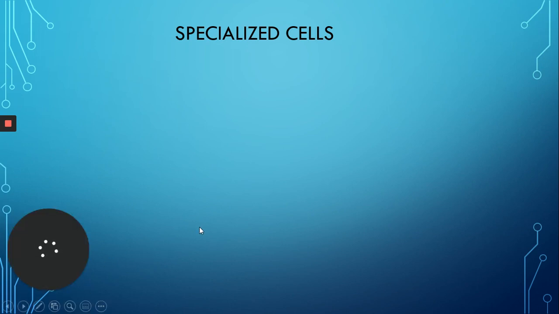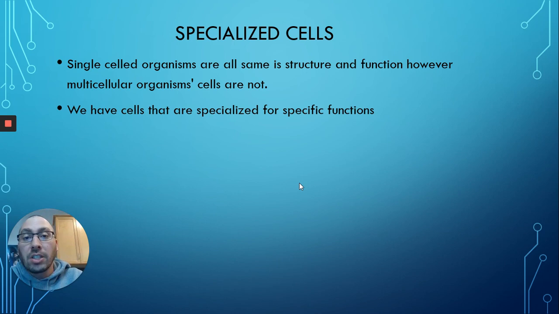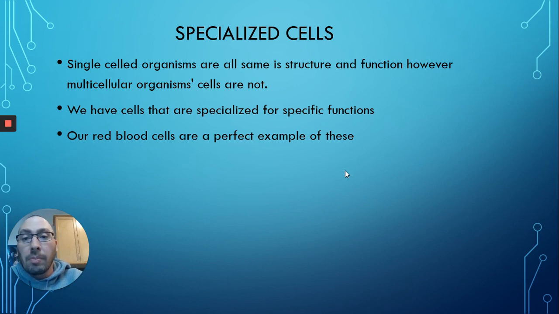We have specialized cells in our body. Single-celled organisms are all the same. They all have the same structure and function. However, multi-celled organisms like us are not. Because of that, we have cells that are specialized for specific functions. We're going to talk about one specific cell here, and that's our red blood cell.